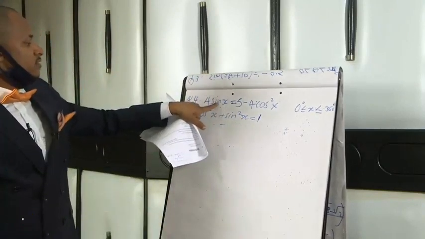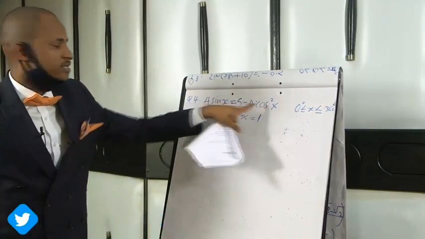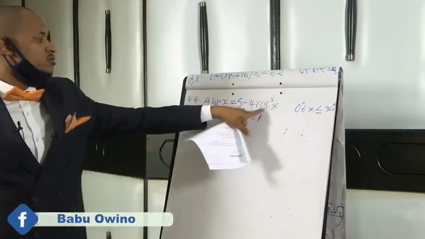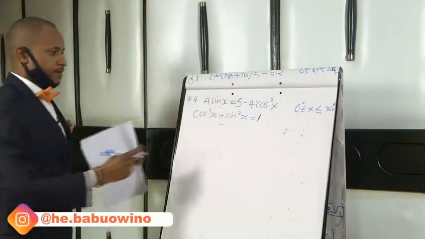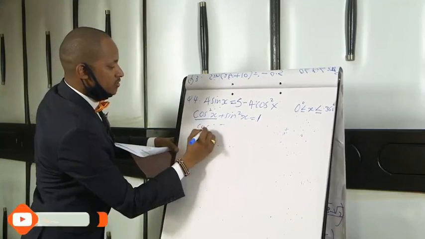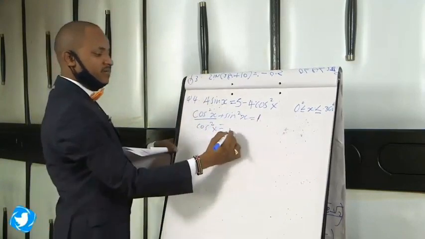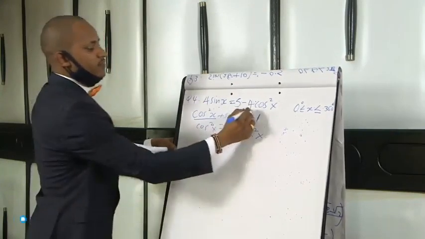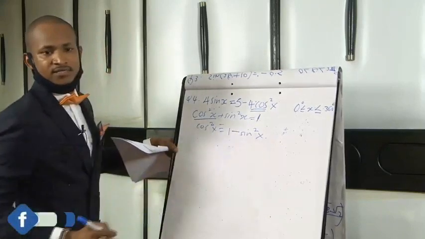Why are we introducing the identity? Because we have 2 different unknowns. We have cosine and we have sine. So we want to make them uniform by replacing cos squared x with a value in terms of sine x. Therefore, from this, you can easily say that cos squared x equals 1 minus sine squared x, as sine squared x crosses the other side and becomes minus sine squared x.